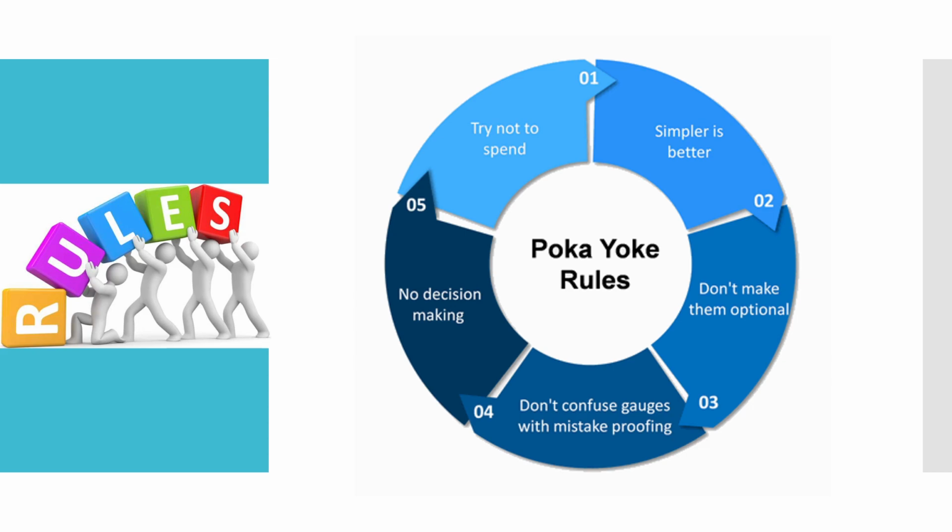Next is no decision making. It should not involve whether it is right or wrong. It should be corrective, and instant action should be taken by the Poka Yoke system and Poka Yoke device. Last is, try not to spend. We should design the Poka Yoke in such a way that it is cost effective. We should not spend more money in defining, designing and implementing small and simple Poka Yokes. So these are the 5 basic golden rules of Poka Yoke that one has to keep in mind.